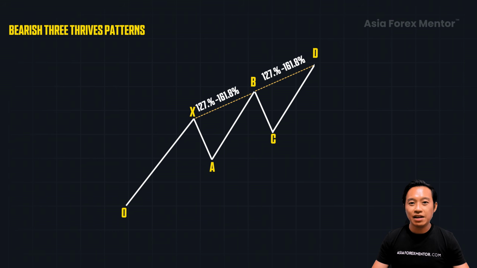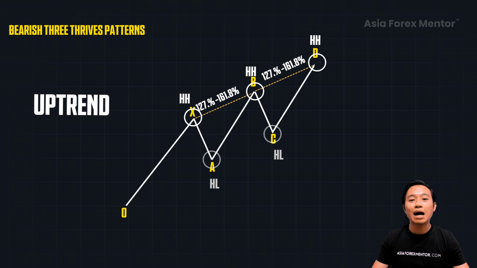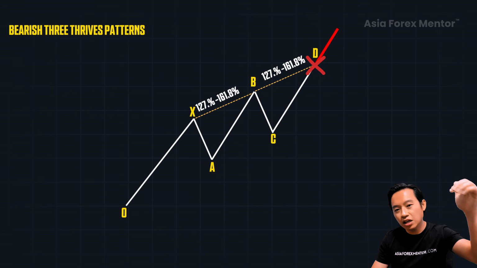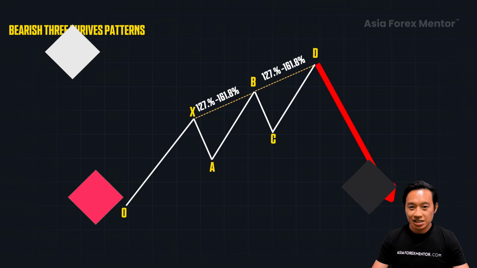met, right? And then the opposite for a bearish drive is higher highs, so it's an uptrend, higher lows, uptrend. When the ratios are met, it's not going to go up. Potentially, is this the turning point for the D to go downwards?